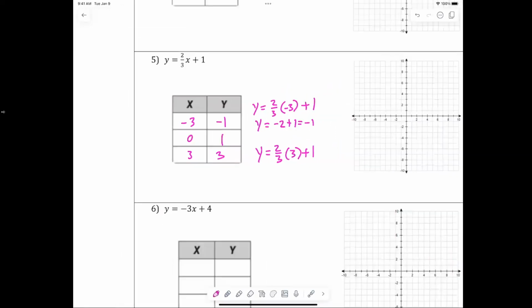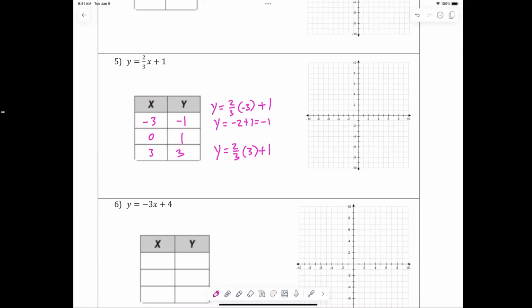Now plot the points. I'm sorry, -3, -1, 0, 1, 3, 3. And now draw the line. And then write y equals 2/3 x plus 1. Put your arrows in.